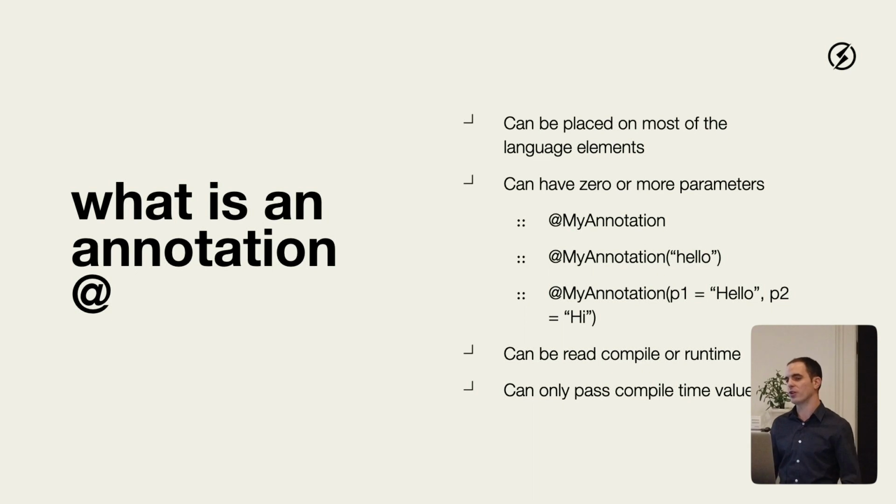These values and the annotation itself can be read at either compile time or runtime, but because of that, you can only pass compile-time constants to it. So if you have a value like the return value of a function, which is computed at runtime, you cannot pass that value to the annotation. If you do so, you will get a compilation error. So annotations are limited in this way.